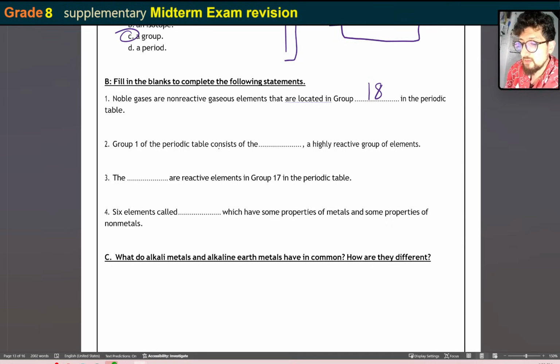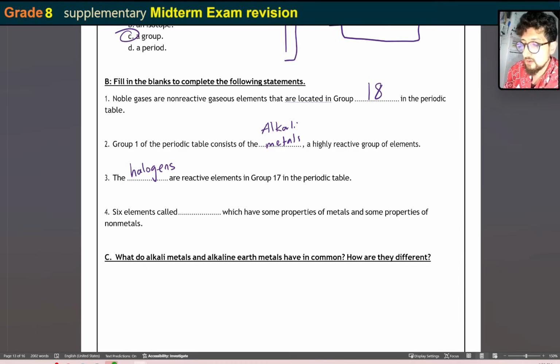Group 1 of the periodic table consists of what? A highly reactive group of elements. Alkali metals. What are the reactive elements in group 17? The halogens. And they are the most reactive nonmetals. So the most reactive metals are the alkali metals, while the most reactive nonmetals are the halogens.